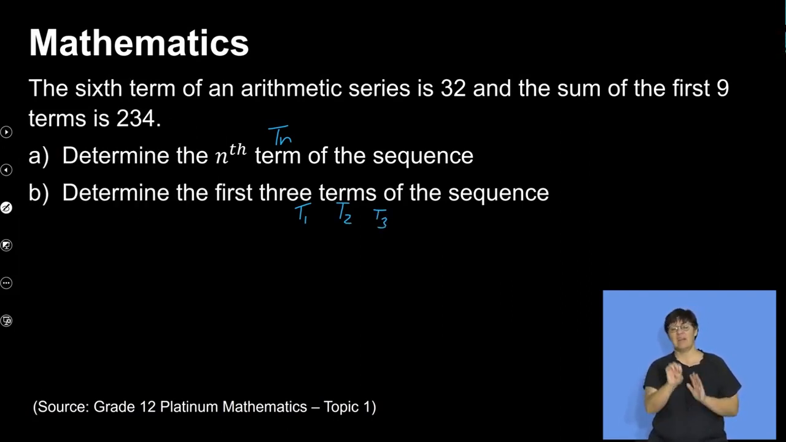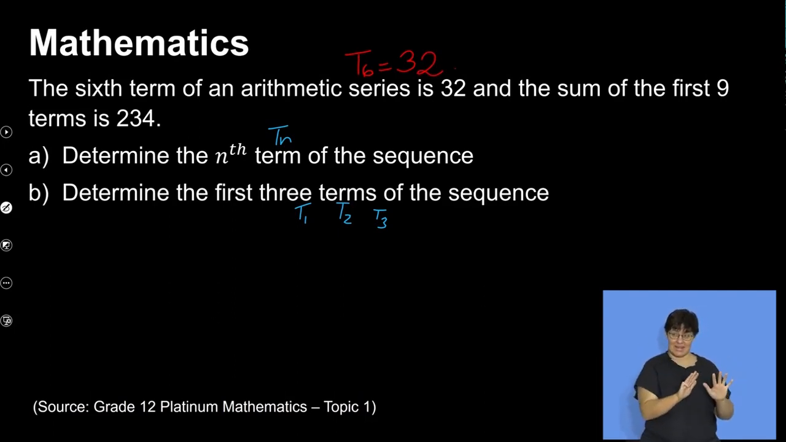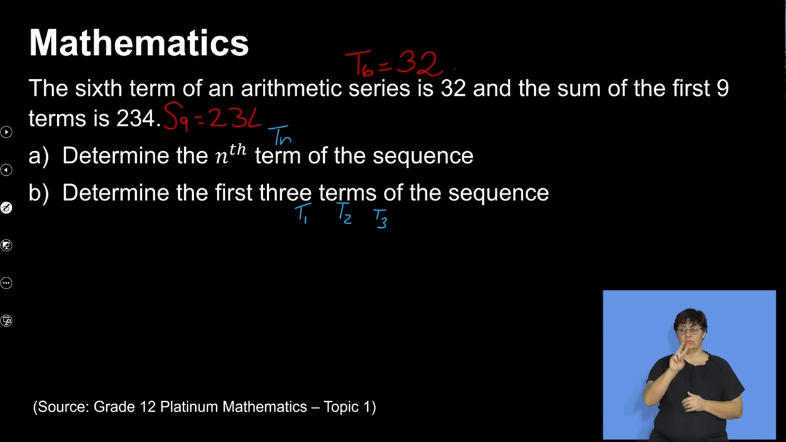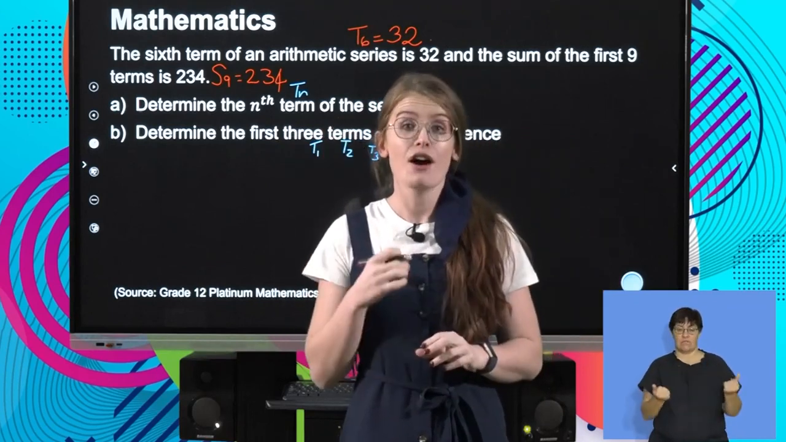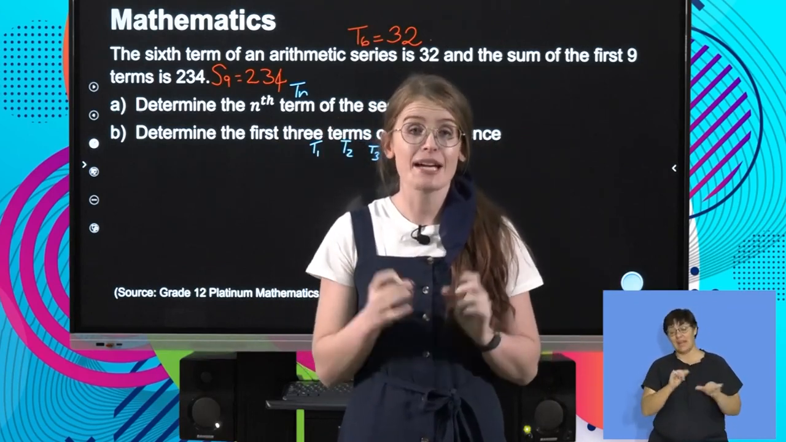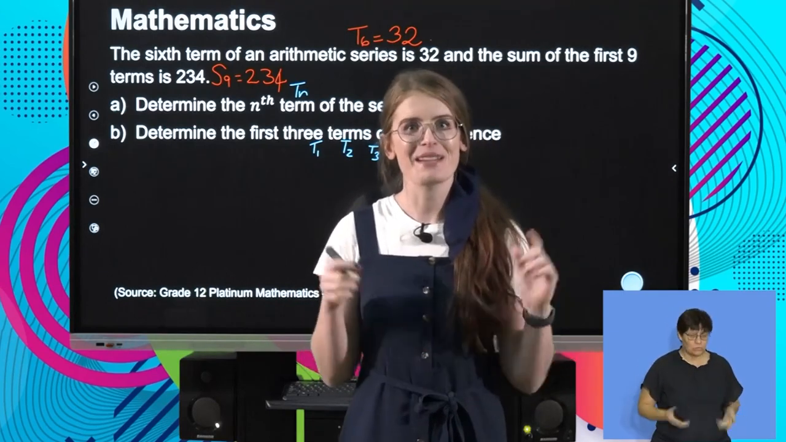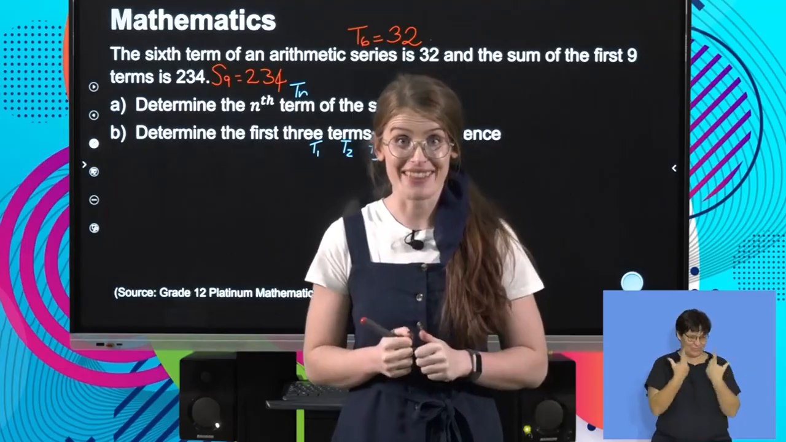Let's just break down this example, everyone. The 6th term of an arithmetic series is 32. That means T6 would have to be equal to 32. And the sum of the first 9 terms is 234, means that S9 is 234. Everyone, we are going to use the fact that we have information about a T and an S in order to solve simultaneously for A and D. On the next slide, I'm going to write down how I can do this. So please stay with me. You've got this. Let's do it together.